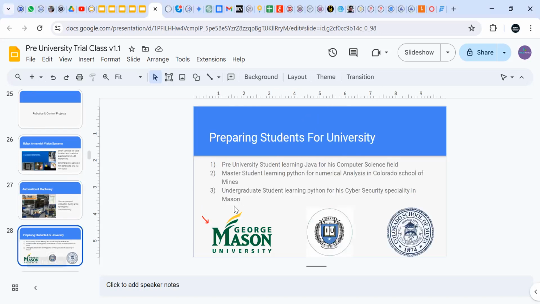So I personally help people at the university level, although I have students who are in the secondary schools here, but I also help people study Java for pre-university who are going to study computer science. I help master students who are learning Python in the Colorado School of Mines, that's in the US. Undergraduate students who are learning Python for their cybersecurity, this is in Mason University, also in the US.